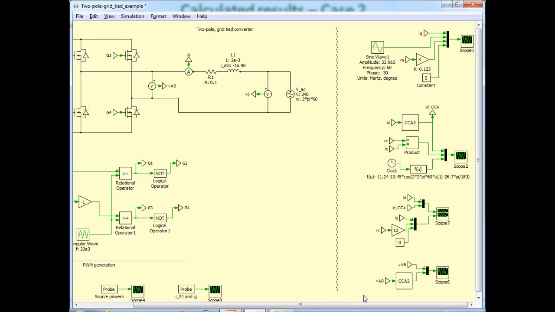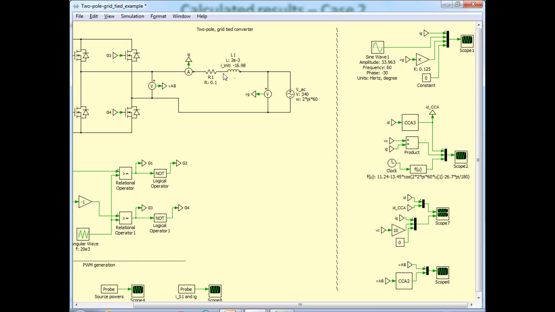Okay, so the first set of waveforms that we will look at corresponds to this grid current. For case 1, we calculated the grid current to be this peak value of 33.96, sine wave at 60 hertz, and lagging the grid voltage by 30 degrees. This signal is only for verification, and it is not part of this actual simulation. It is being compared with the measured grid current.